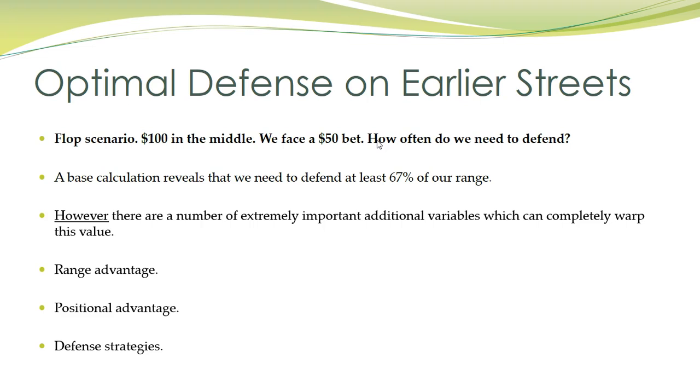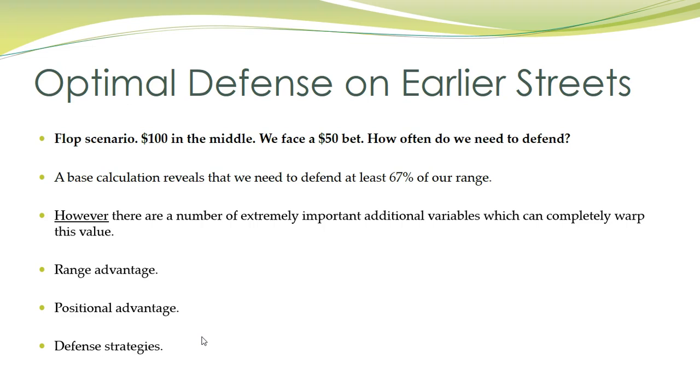So on a really basic level, if we just ignore all positional advantage, and if we just ignore range versus range equity advantage, let's say we really did have to defend 67% of our range against a half pot bet, that would only be true if we defended every single time by raising. If we defended primarily by calling, we'd actually have to defend more than 67% of our range to make up for the fact that our opponent is free rolling equity on the turn and river.